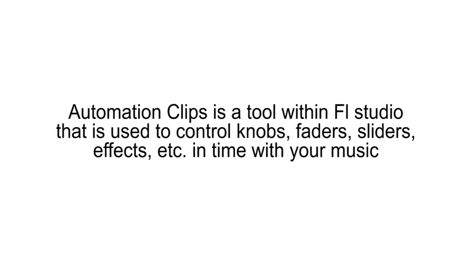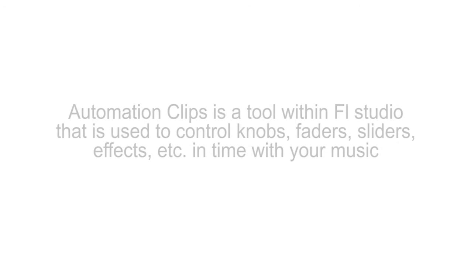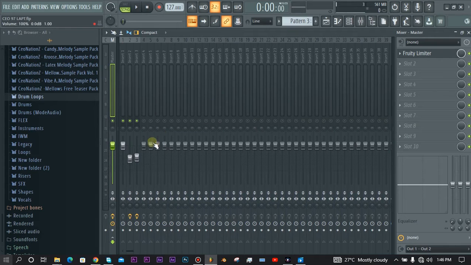Automation clips are a way in which we control different faders, knobs, parameters, effects, whatsoever it is. You can control it in time with your song. It's actually very simple to do this within FL Studio. All you need to do is right click on the fader you want to automate.